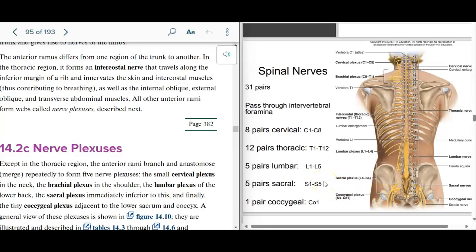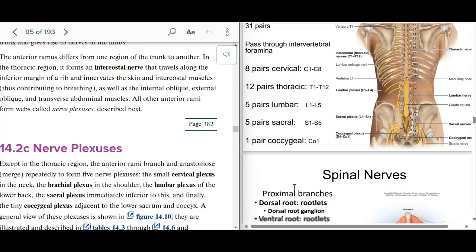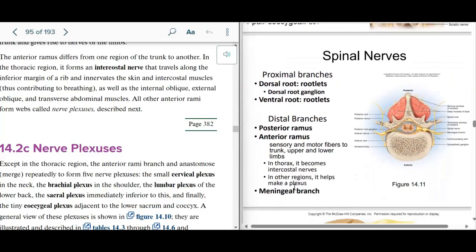So we have the different spinal nerves. So there's 31 pairs: 8 cervical, 12 thoracic, 5 lumbar, 5 sacral, and 1 coccygeal.